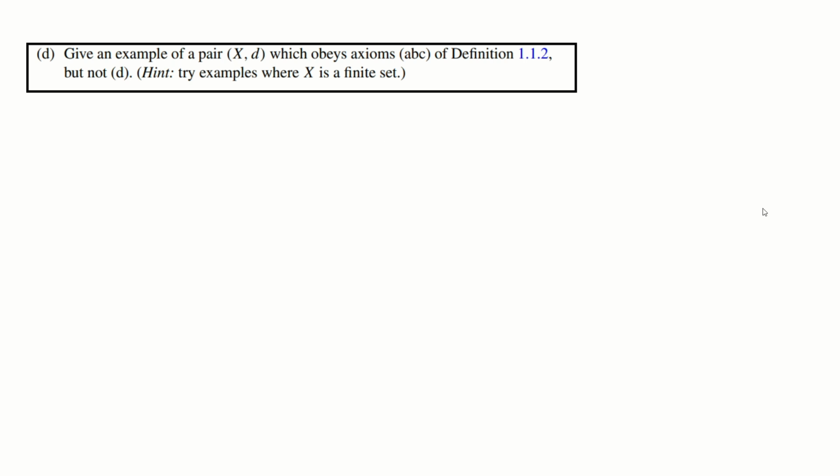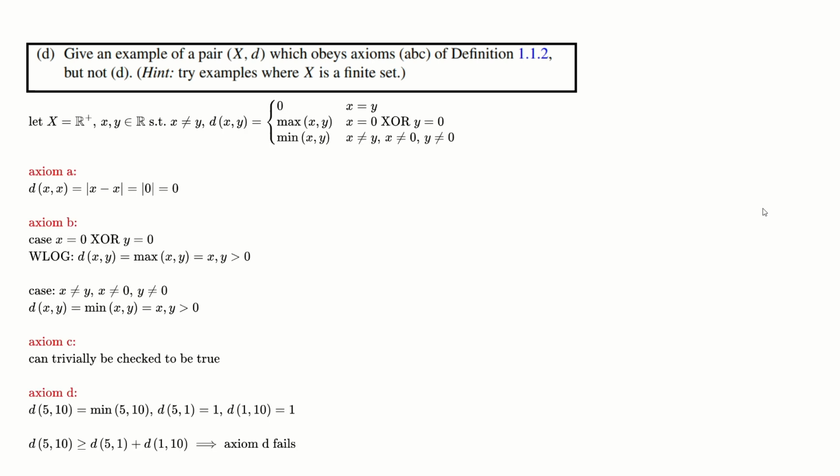So for part D, it says, give an example of a pair, space X and metric d, which obeys axioms A, B, C, but not D. So this one was a bit more difficult, but this is what I came up with. Let X equal the positive set of real numbers. You could technically apply the absolute value to both of these and just say this is the set of real numbers, but out of laziness, I just didn't do that.